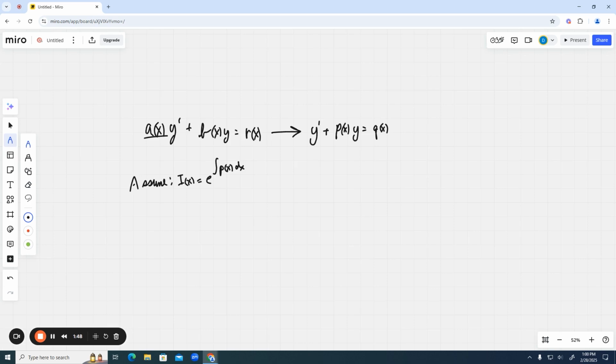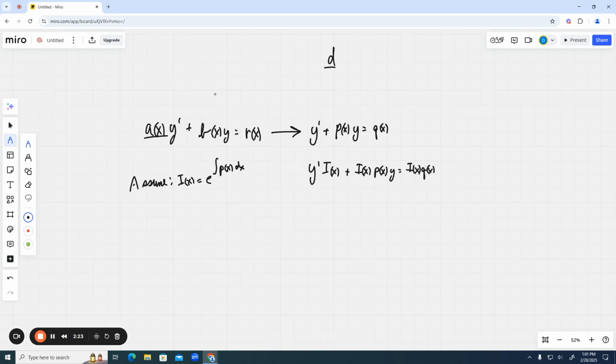In this scenario, you can see that the integral of this p of x is going to be my I of x. So what we want to do is multiply this entire equation by I of x such that y is equal to I of x, q of x. This is what we're left with.